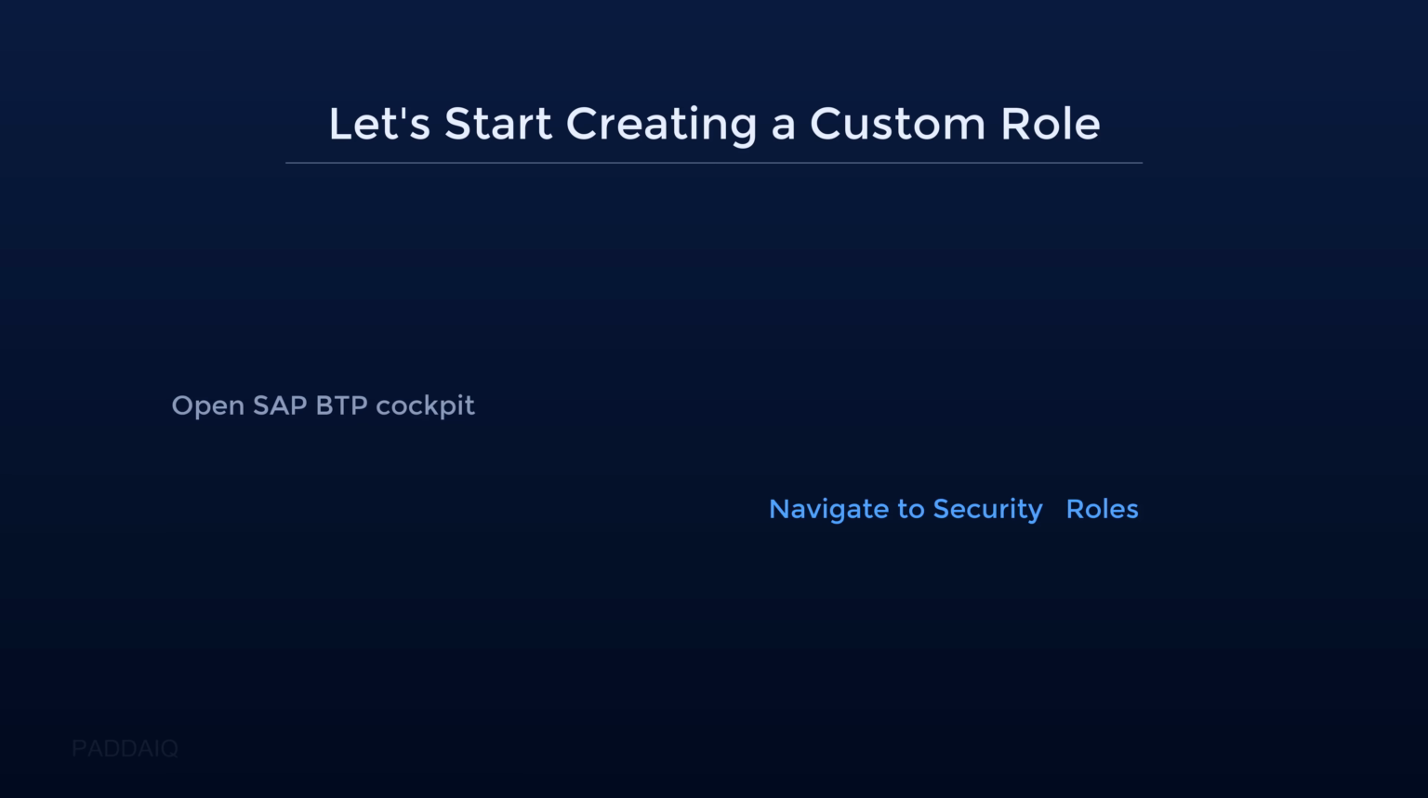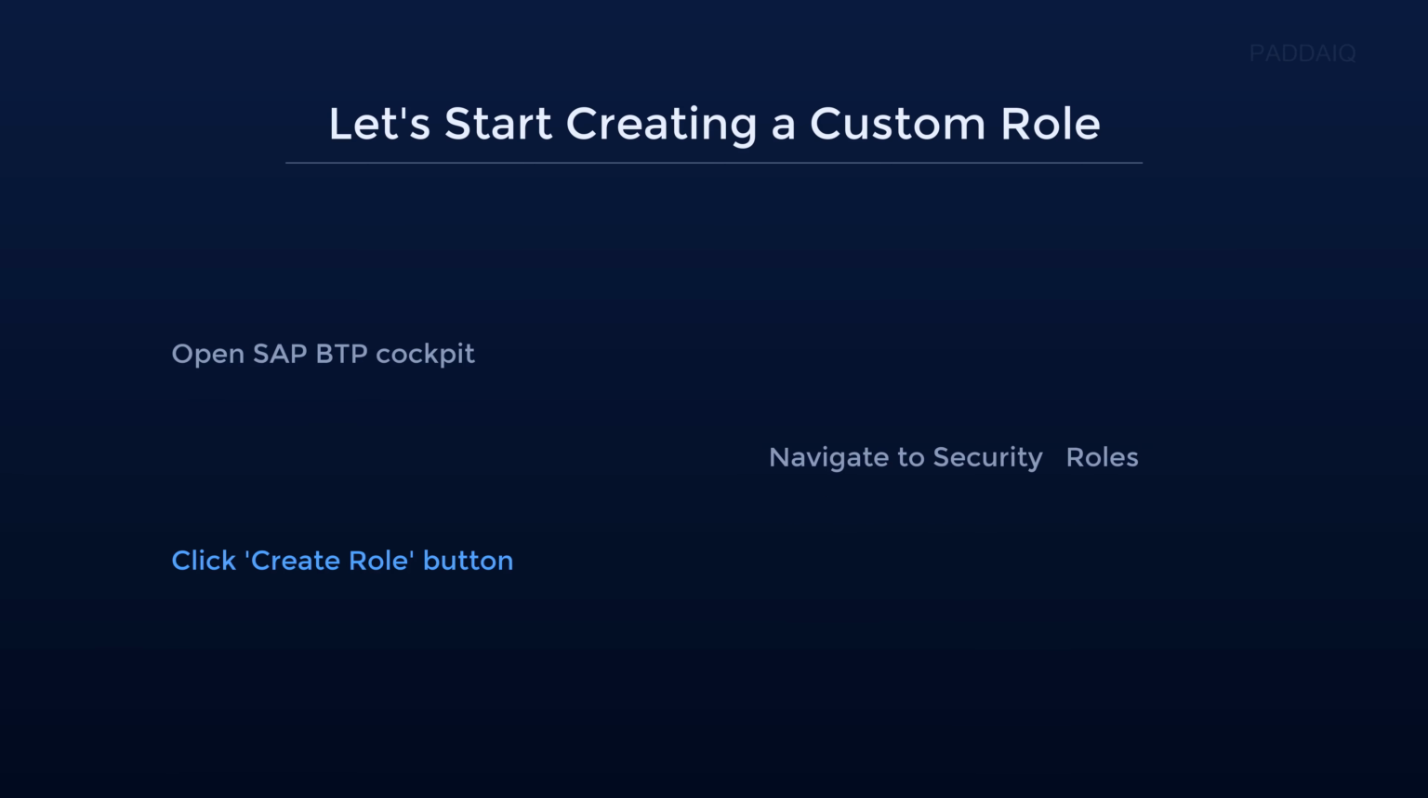Navigate to security roles. This means going to the security area in your SAP BTP cockpit to manage access permissions. For example, if you need to allow a new team member to view financial reports, you would start here. This is your first step to controlling who can see and do what in your applications.